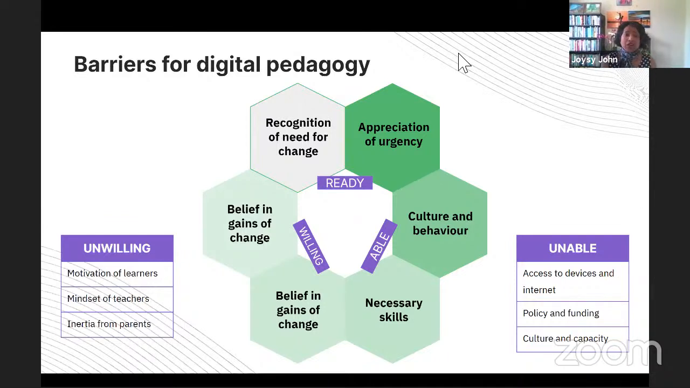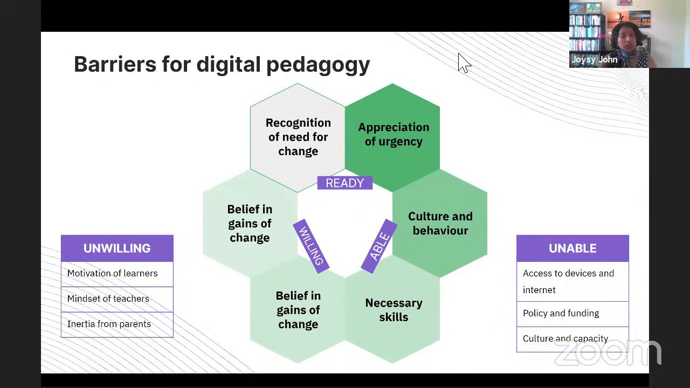But the question still remains, are people willing and able to change? And some of the barriers that come in when you are talking about digital pedagogy is that there might be some people who are still unwilling to change, whether that is due to the motivation of learners or the mindset of teachers or inertia from parents, because they're used to a certain way of teaching, where the teacher stands on a stage and imparts knowledge to learners who learn that and then regurgitate that in an exam.